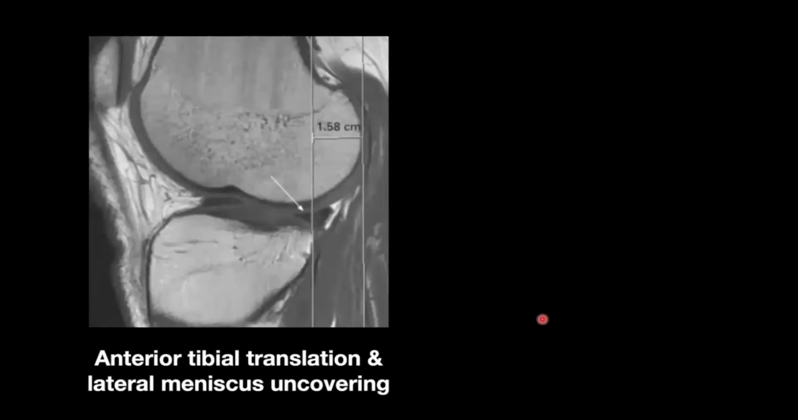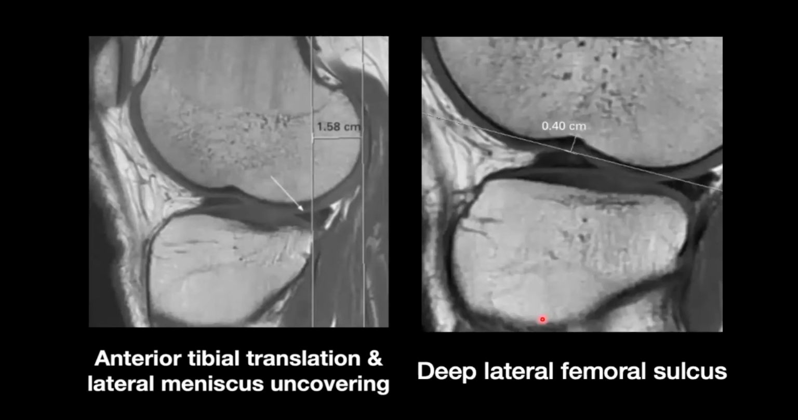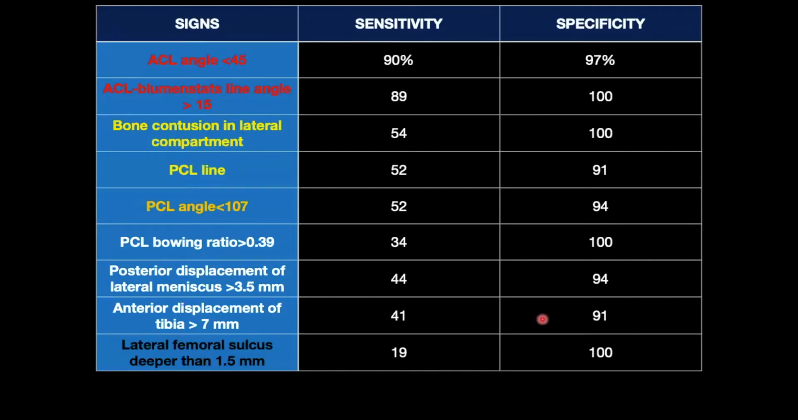Another indirect sign is anterior tibial translation and lateral meniscus uncovering. Again, another very important indirect sign is the deep lateral femoral sulcus sign, which occurs because of the typical pivoting mechanism while the ACL is injured. And if this is more than 1.5 millimeters, this is also an indirect sign. This table shows various indirect signs and their respective sensitivity and specificity for detection of the ACL tear.